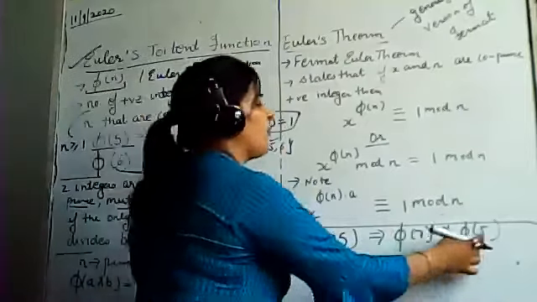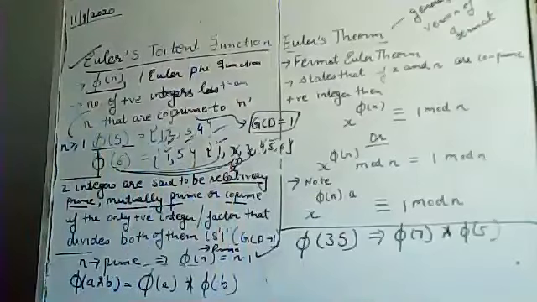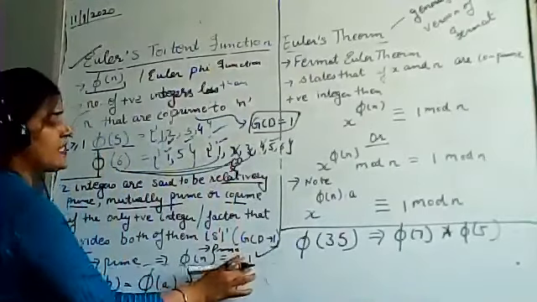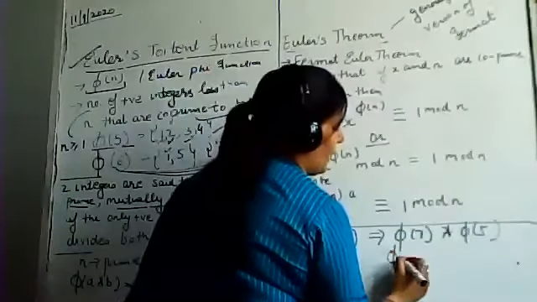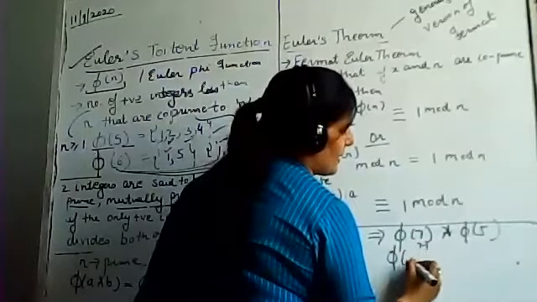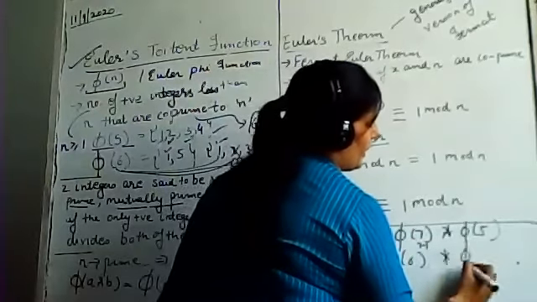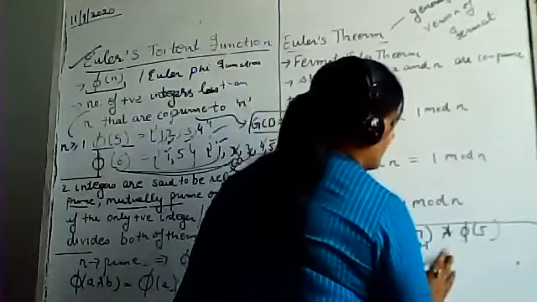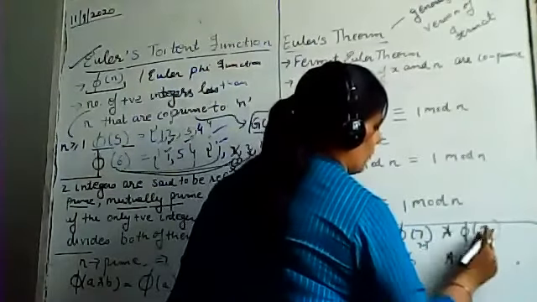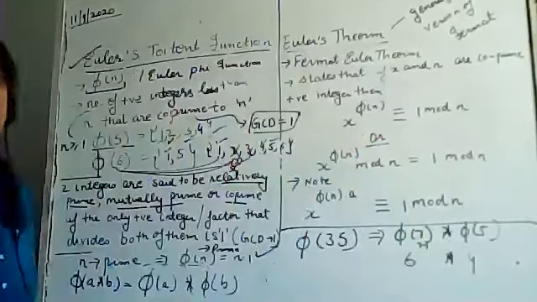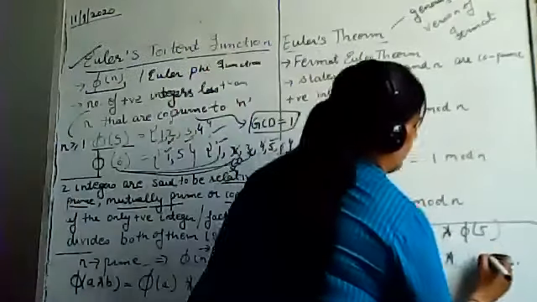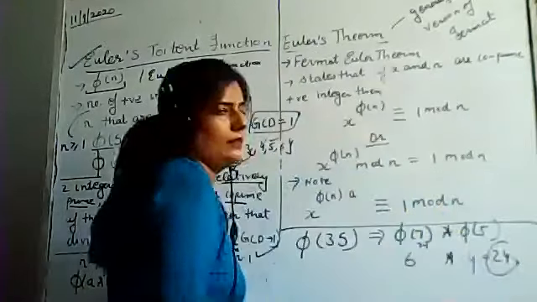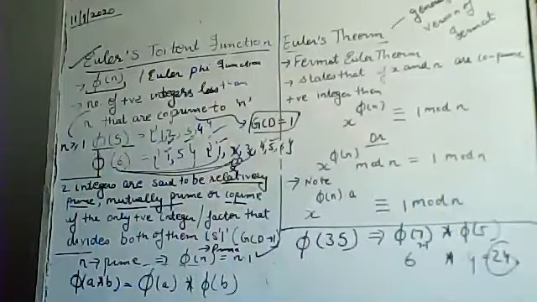Now both 7 and 5 are prime numbers. So I can directly subtract 1 from each number. You can write phi 7 as 7 minus 1, that is 6, multiply phi 5, that is 5 minus 1, that is 4. So you will be getting 6 and 4. What will be the answer? That is 24. Okay, so this is the answer that we will be getting. Clear?